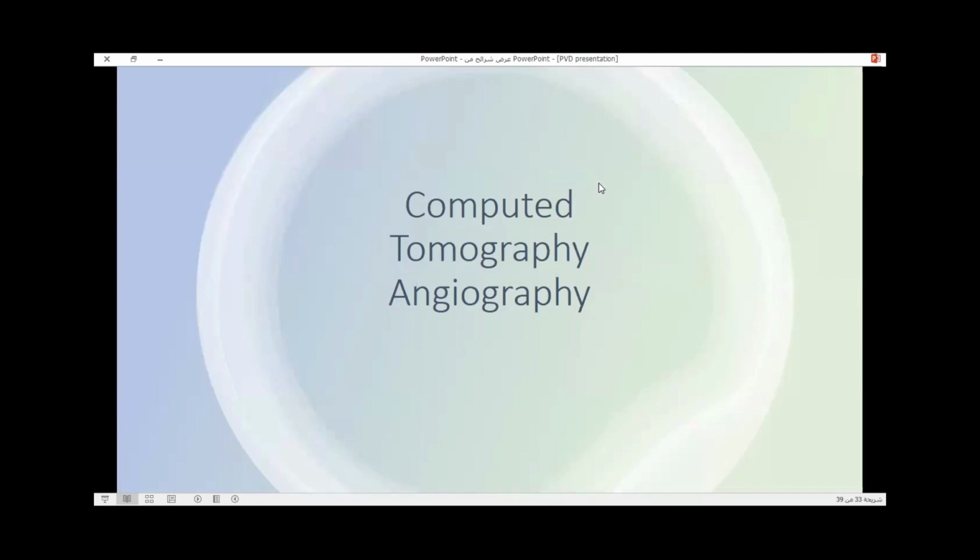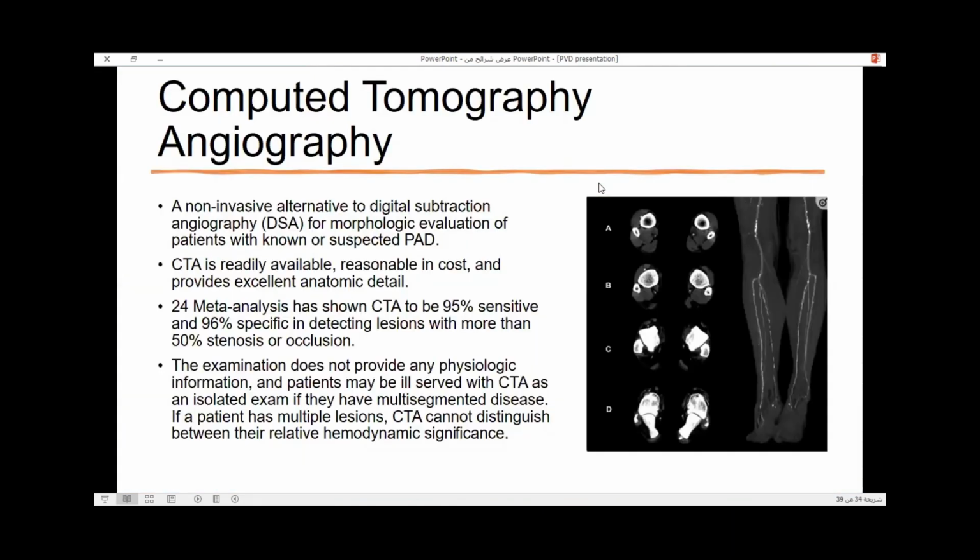For CT angiography, usually this kind of cross-sectional imaging is used to evaluate the anatomical or morphological peripheral arterial disease. Usually we need to use contrast. It is a quick and readily available scan, with high sensitivity and specificity for lesions above the knee.